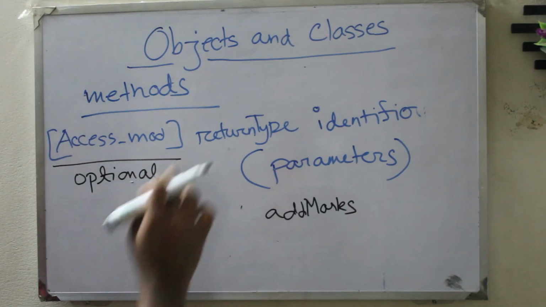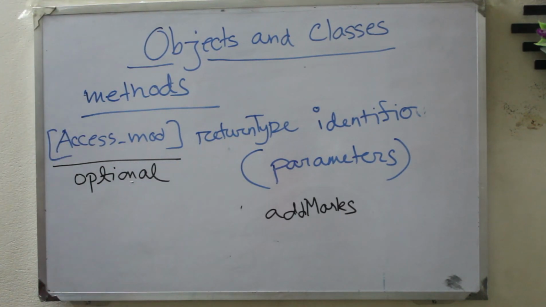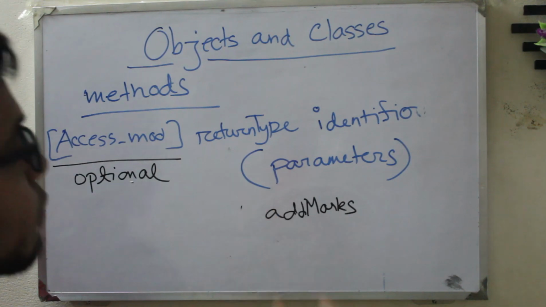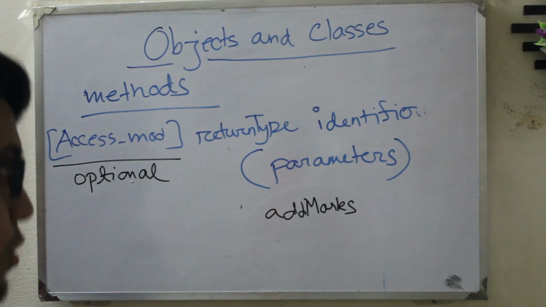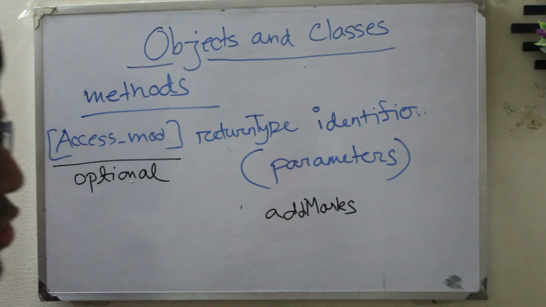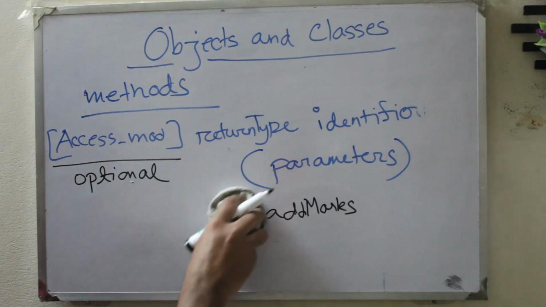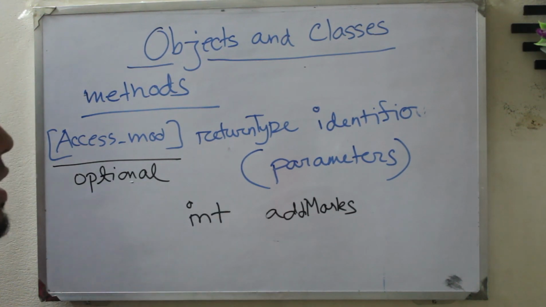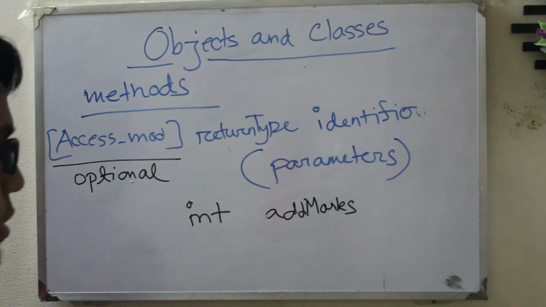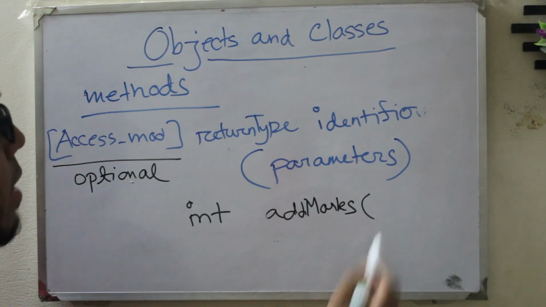So the return type. What is the return type of this method? This method will perform an addition. It will sum the previous marks of the student, calculate the total mark, and return the total mark. So in our case, it will return an integer value which indicates the total marks of the students. So what are the parameters that we're passing here?